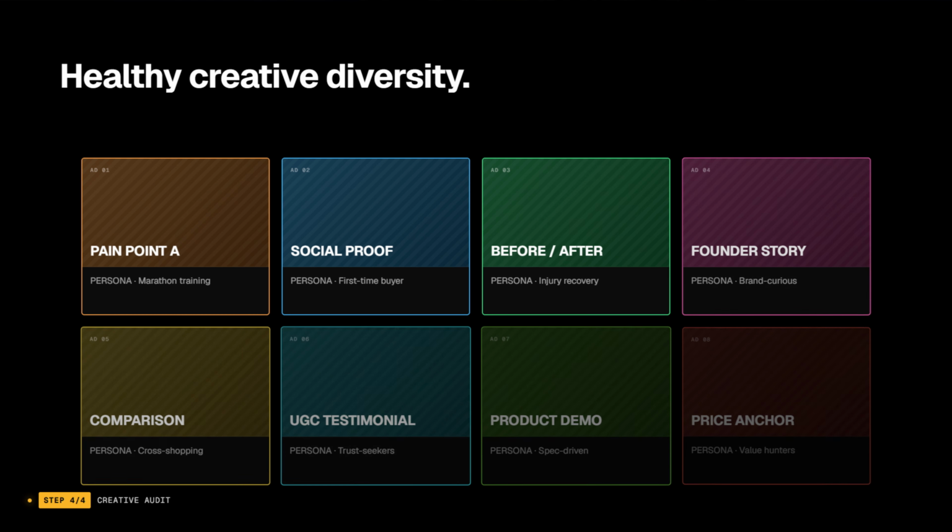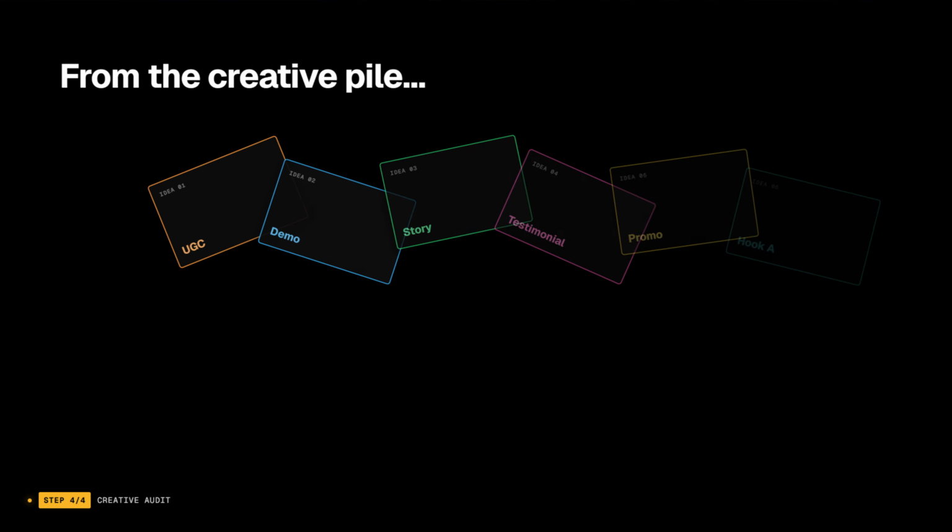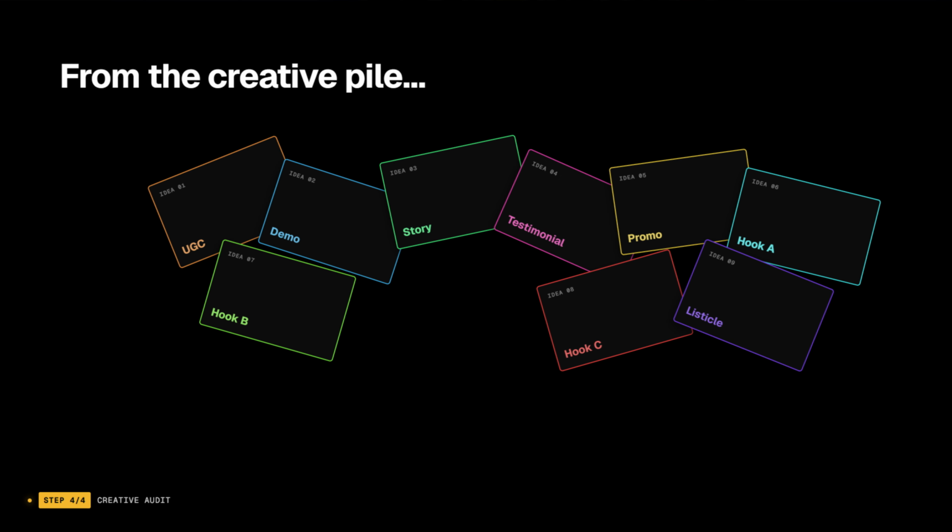Healthy creative diversity means that you have different hooks targeting different personas, different angles, different pain points, and that's the way Meta will push your ads to target newer audiences. Most accounts that I check have a creative pile, a collection of ads made when someone had an idea, with no logic about who they want to target, what problem they want to address, and what the prospect needs to see for them to convert.